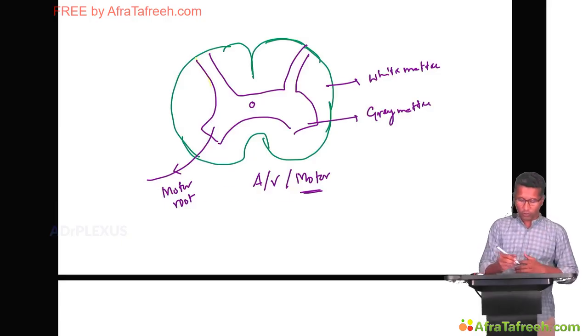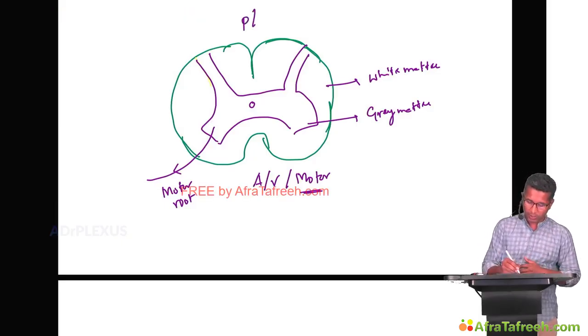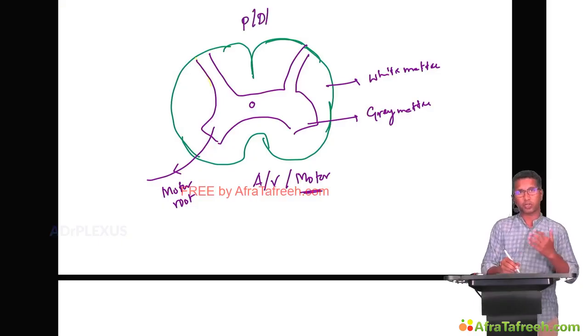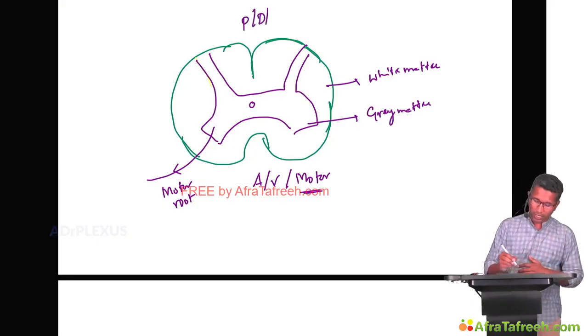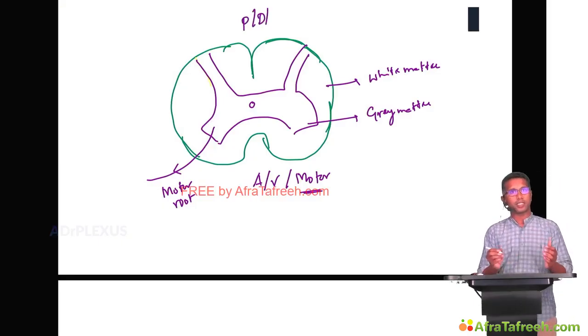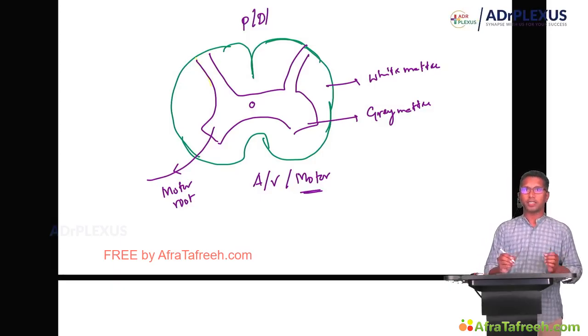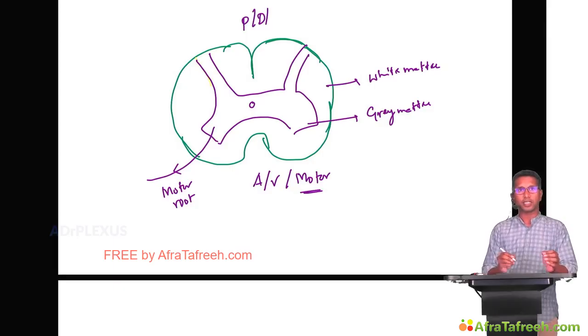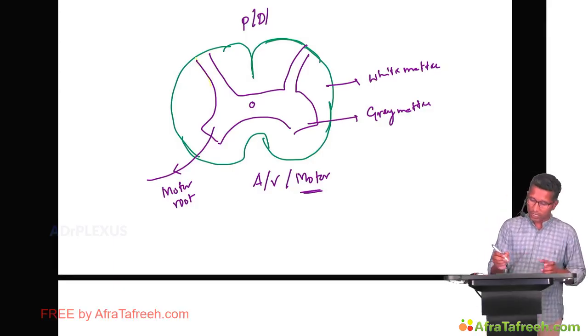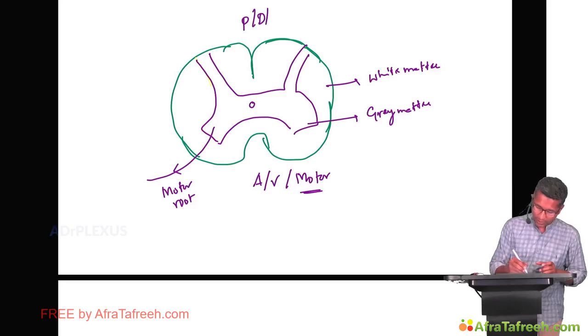On the dorsal side, or the posterior aspect of the spinal cord, you have a ganglion outside the spinal cord, and that ganglion is called the dorsal root ganglion. Imagine, guys, so this is a ganglion.